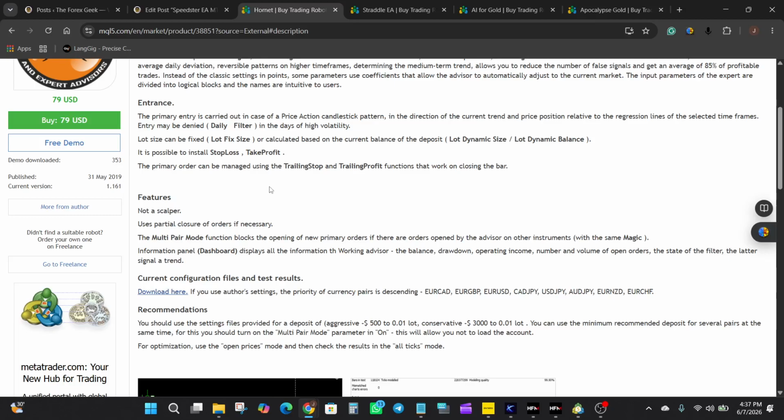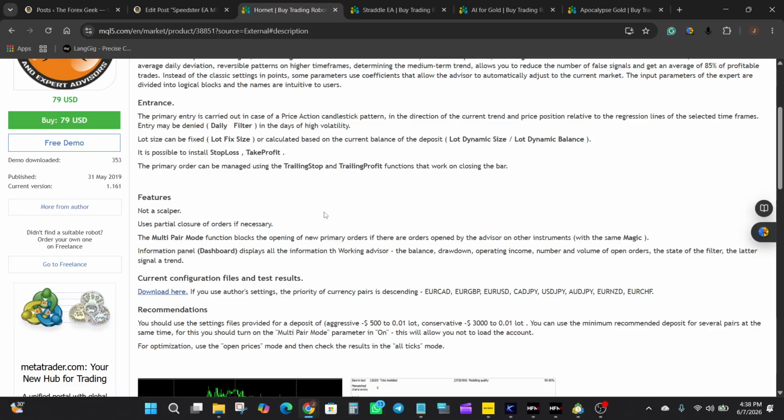Now, there is also trade management functionality built in, including stop loss and take profit levels, as well as trailing stop and trailing profit features that manage positions as the market moves. Additionally, partial closure of trades is supported, which suggests a more progressive way of locking in gains rather than closing everything at once.